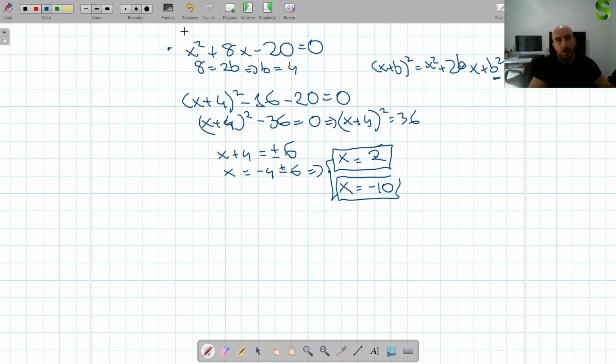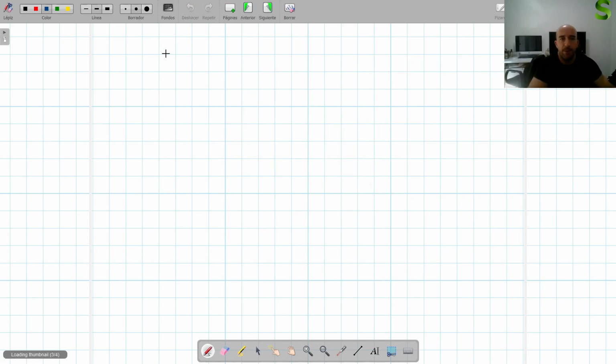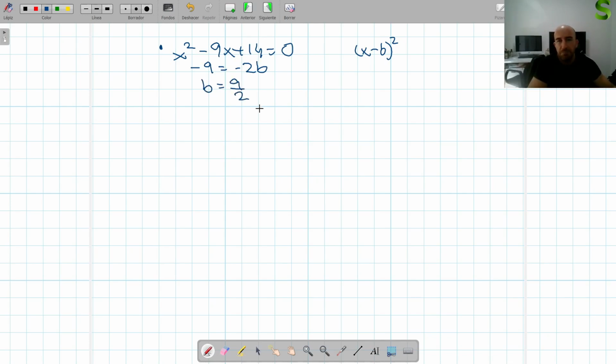Okay. So what happens if our second term is not an even number? So let's look at x squared minus 9x plus 14 equals 0. Okay? I've got no problem with that. This is the perfect square I'm looking for. So minus 9 equals minus 2b, so b equals 9 halves. Absolutely no problem with that.